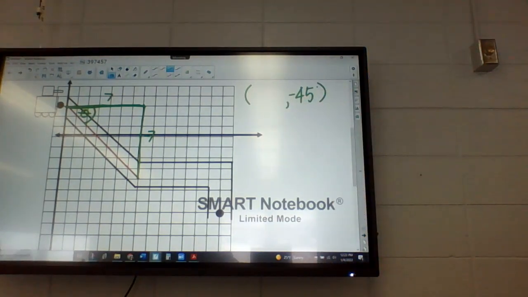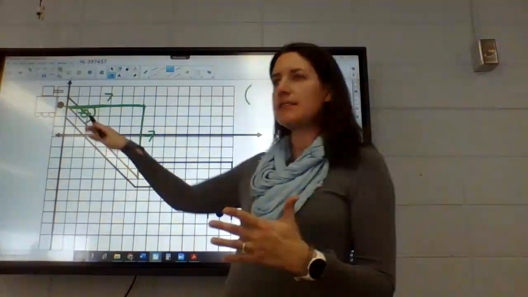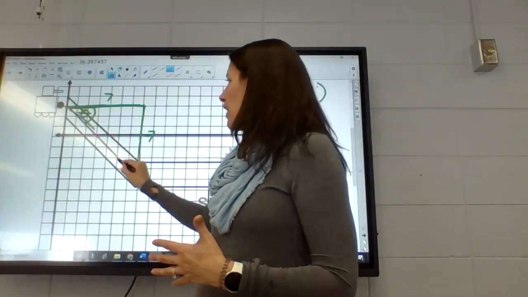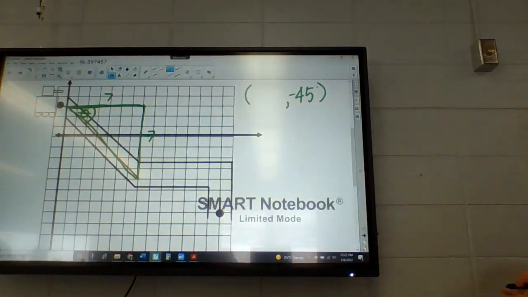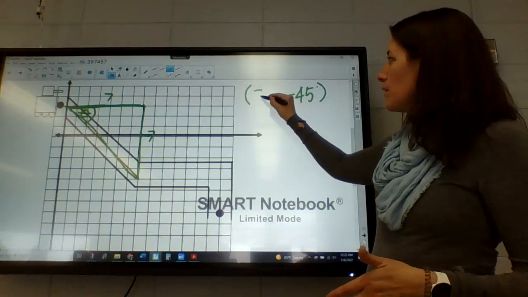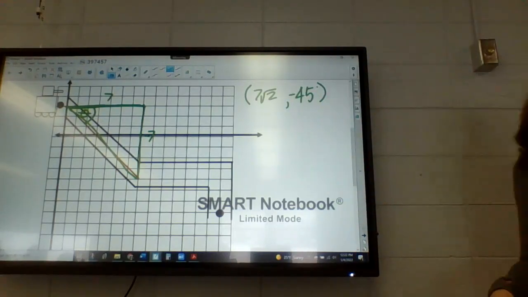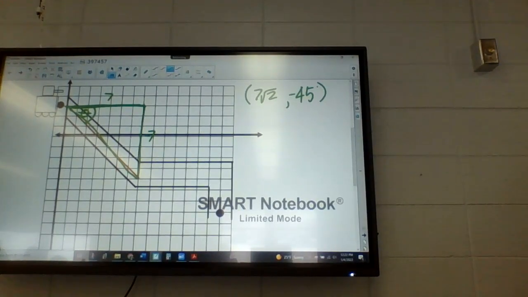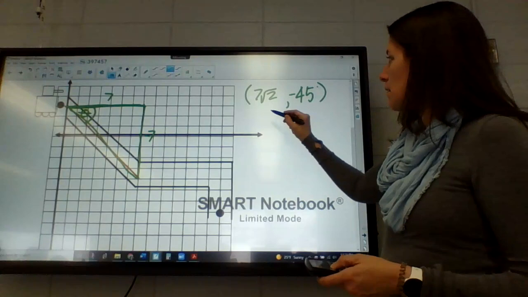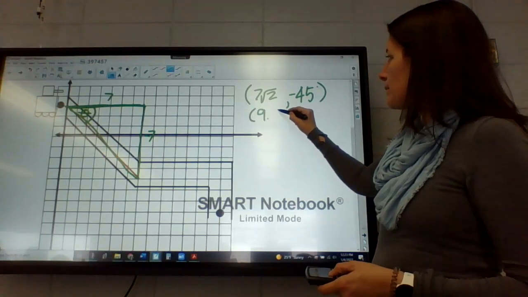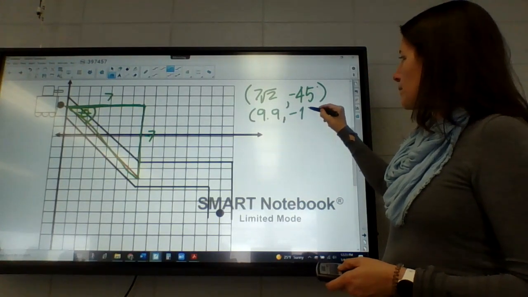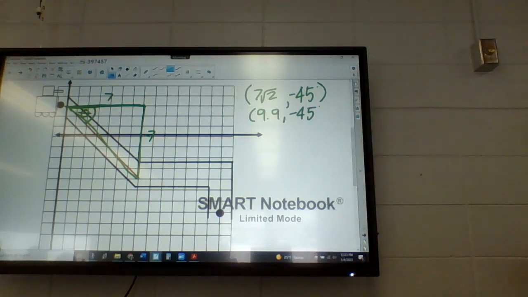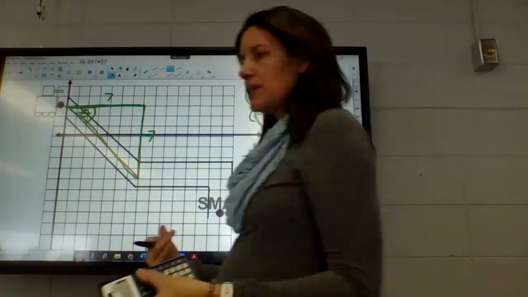But we need to figure out how far we need to go so that we're still in that safe area. So we have to figure out this distance. Now, if you're comfortable with your 45, 45, 90 triangles, you can just call that 7 square roots of 2. Or you can do Pythagorean theorem. 9.9. And now we're at a new 0.